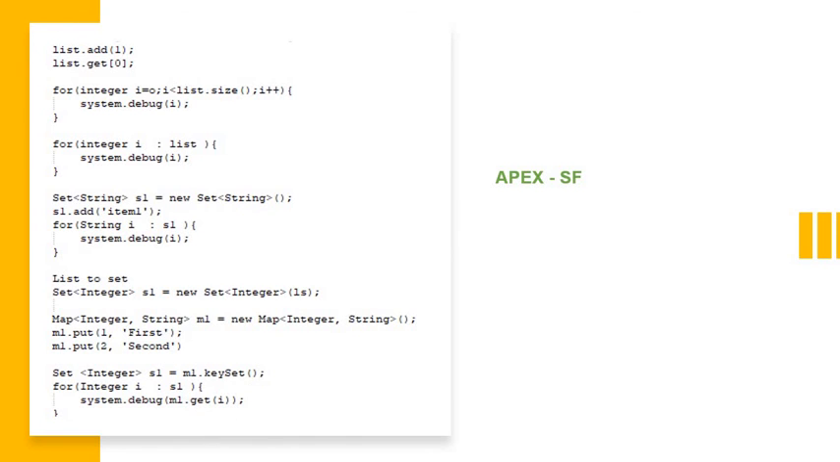So that's all: we have list, set, and map. List is ordered and maintains duplicates. Set is unordered and does not maintain duplicates. Map is a key-value pair. Hope you are clear.